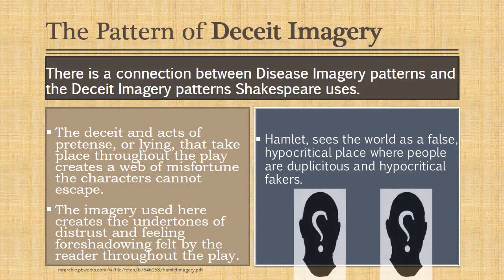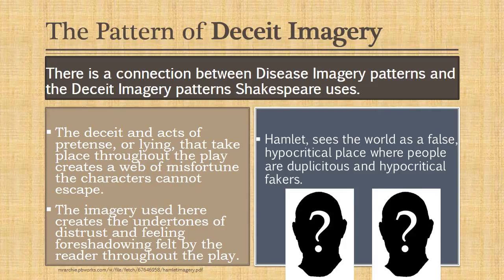Now we will begin discussing the instances where the patterns of deceit imagery are found within the play. The deceit and acts of pretense or lying that takes place during the play creates a web of misfortune that the characters cannot escape. A brief discussion of prostitution during Shakespeare's day will provide a link between the image patterns, disease, and deceit or lying, and perhaps showcase why Shakespeare decided to twine these two imagery patterns together.